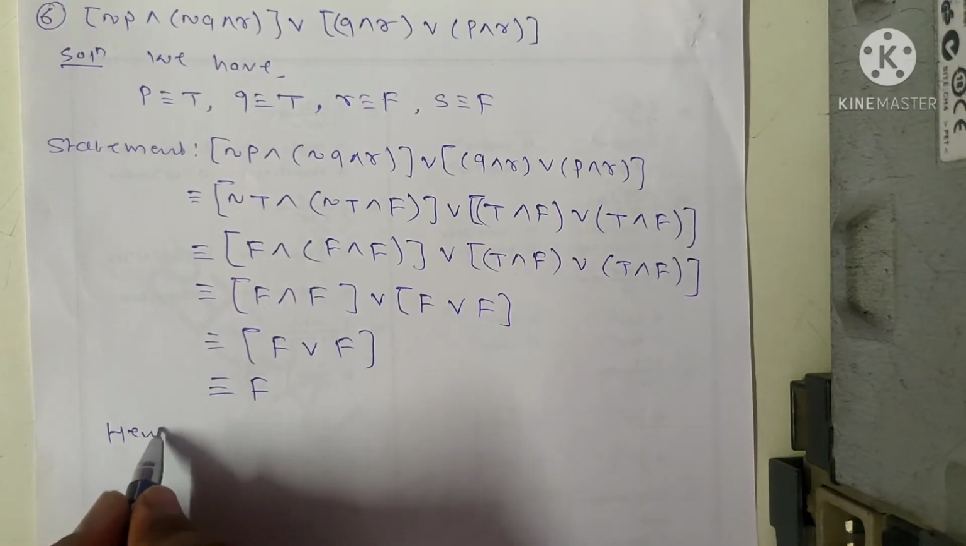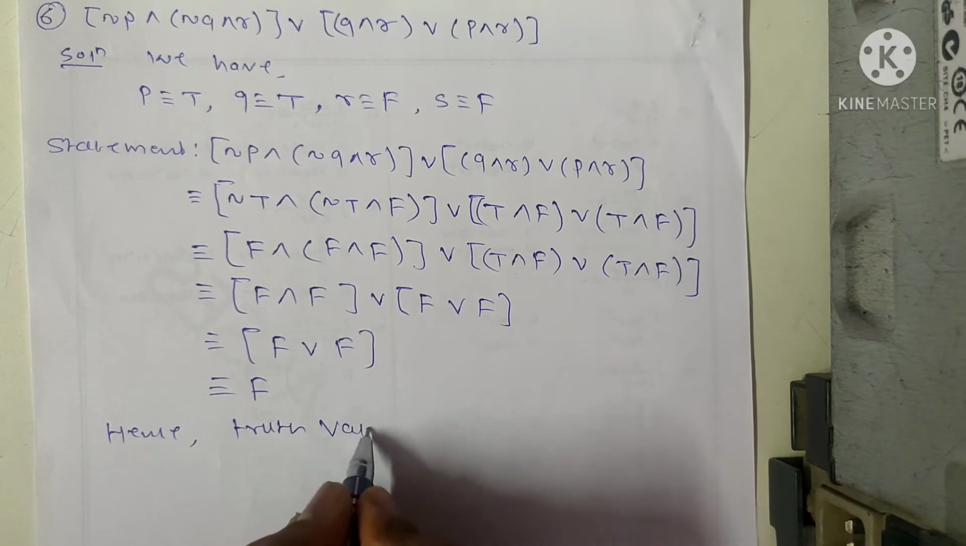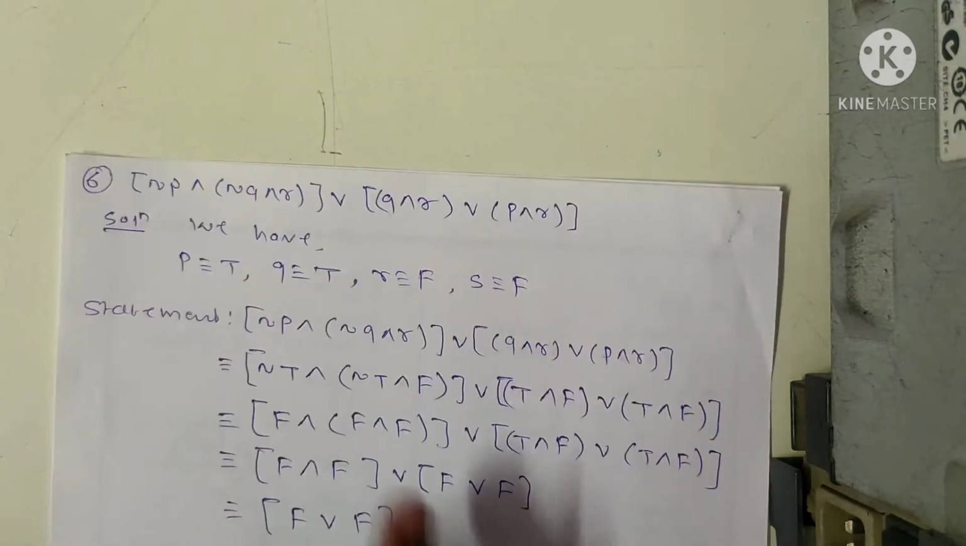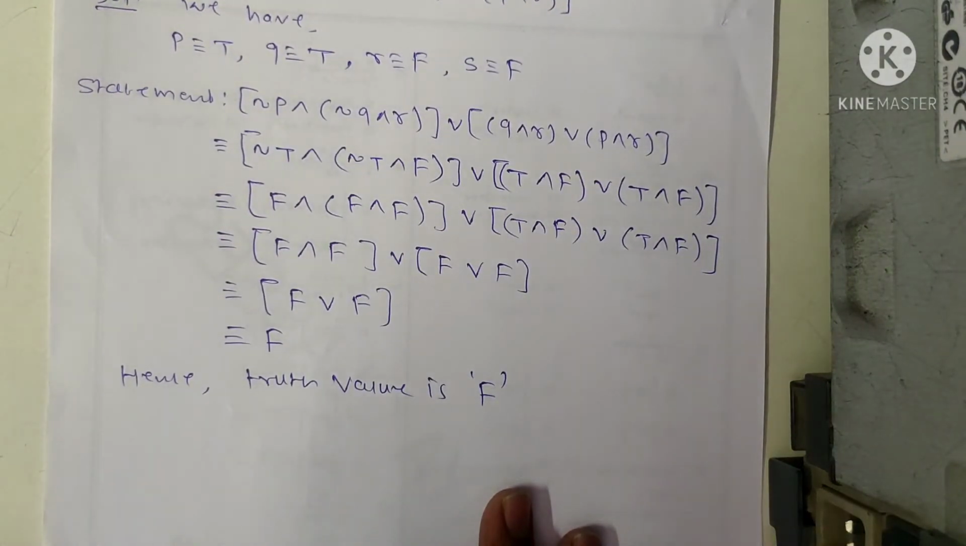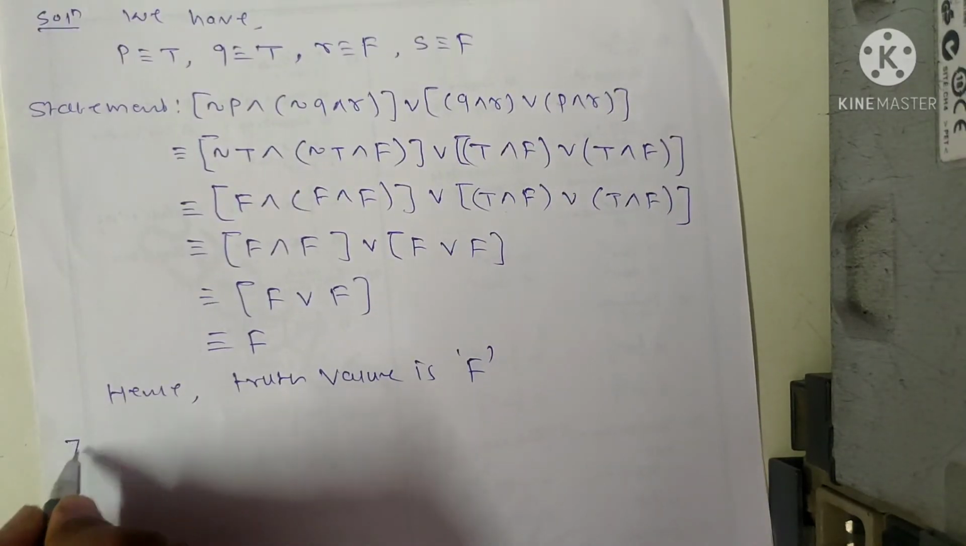Hence truth value is F. Truth value of this statement is F. This compound statement is F. Now next, number 7.